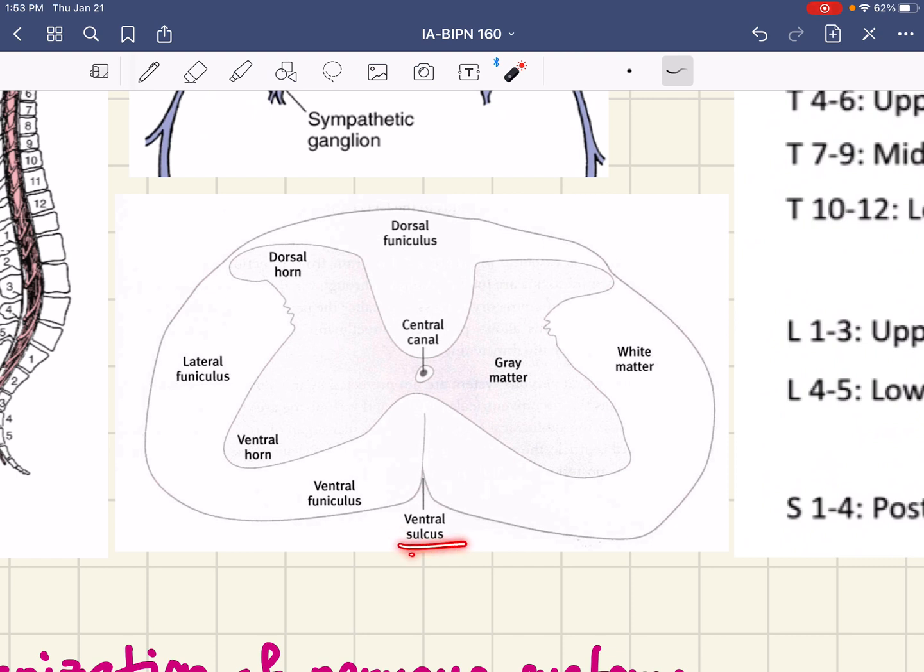I'm not sure if Dr. Root talked about this too much, but it's just a small separation between, we can call them, the right and the left, from my point of view.